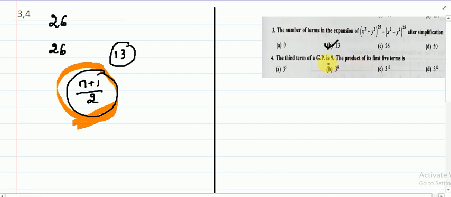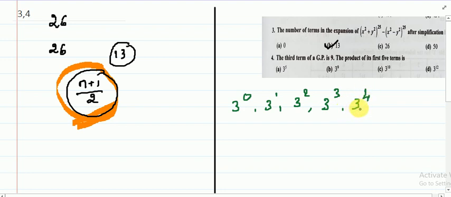Clearly, if the third term is 9, then the GP will start with 3 raised to 0, 3 raised to 1, 3 raised to 2. The third term will be 3 raised to 2. The next term will be 3 raised to 3. The next term will be 3 raised to 4.